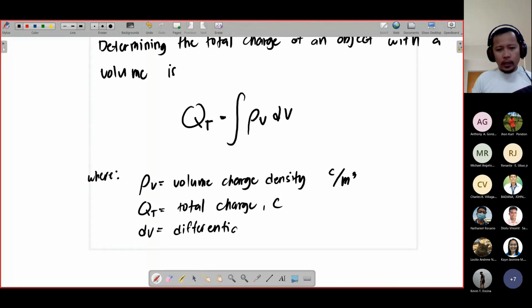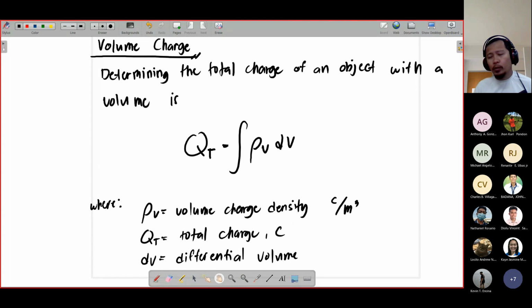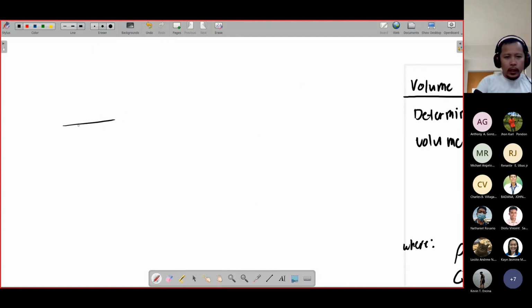As I have said, I've already explained the differential volume per coordinate system: for the rectangular, for the cylindrical, and for the spherical. The purpose of this is, if you want to get the force between two charges, it is easy if the charge is given directly. But what if what is given is the volume of an object? To determine the force between each object, you have to solve first the total charge.